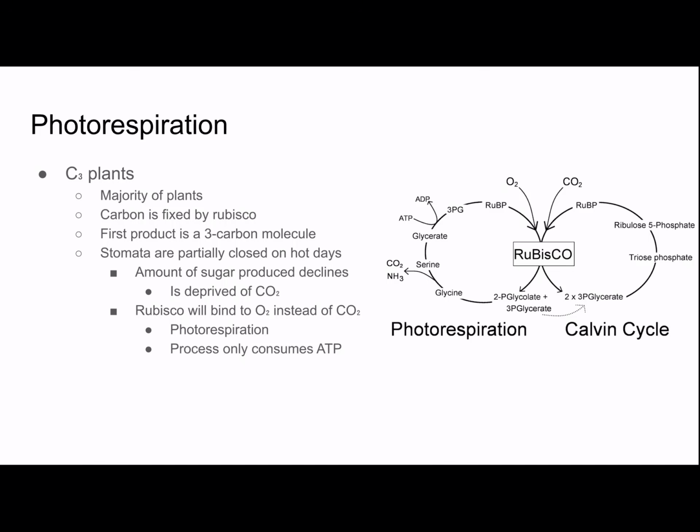But this process only consumes ATP, it doesn't help the plant in any way. So you might be wondering why? Why is there a process that's so inefficient that evolution has not gotten rid of it? Well, some think it's because the ancient atmosphere had lower levels of oxygen and higher levels of carbon dioxide, so this wasn't a problem. Rubisco being able to bind to oxygen was not a problem.